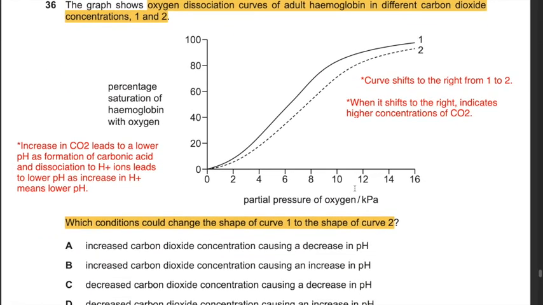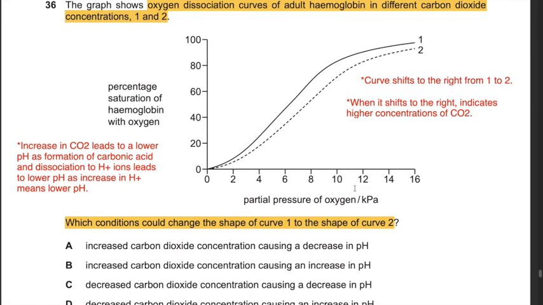Question 36. The graph shows oxygen dissociation curves of adult hemoglobin in different carbon dioxide concentrations 1 and 2. Which conditions could change the shape of curve 1 to shape of curve 2? The curve shifts to the right from 1 to 2. When it shifts to the right, it indicates that there is a higher concentration of carbon dioxide.